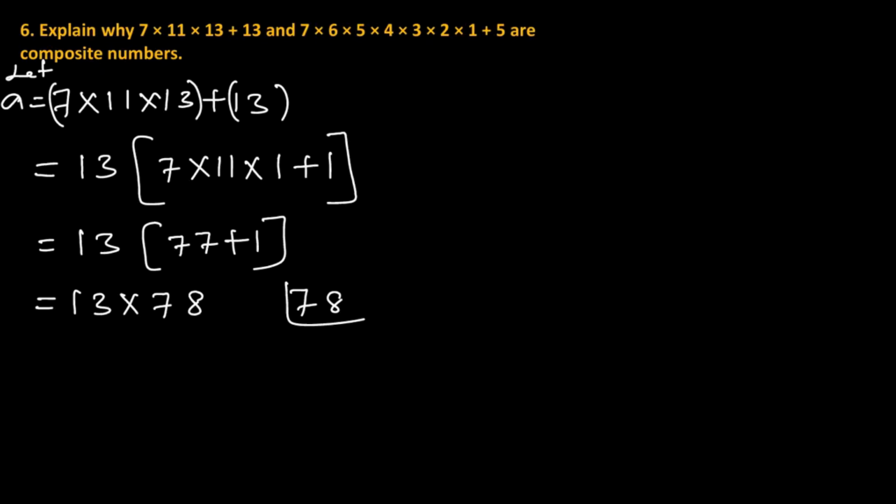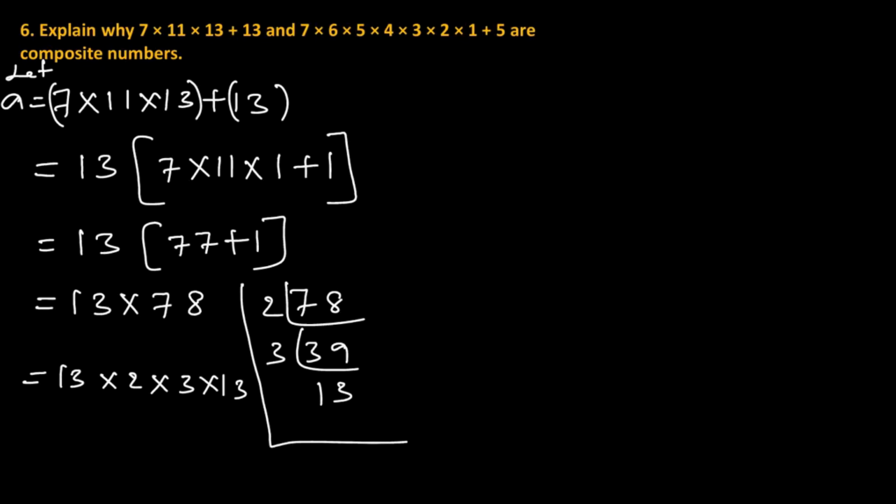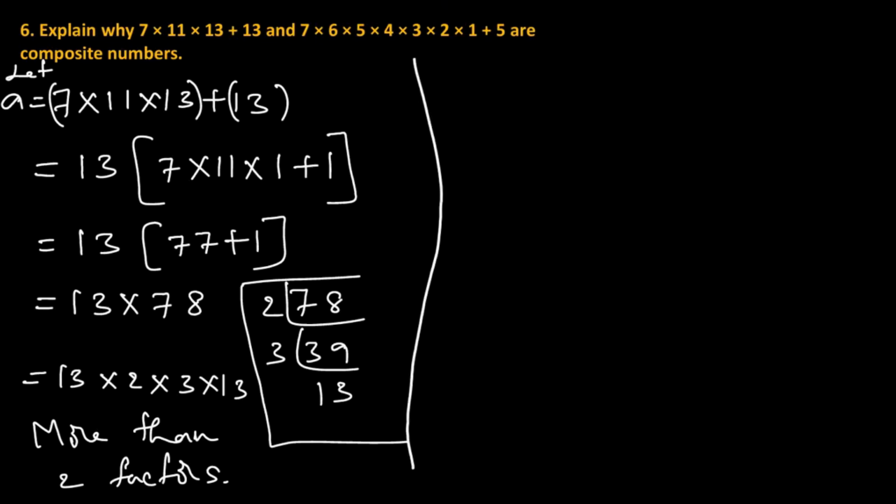What are the factors for this 78? Go with the 2 table, 2 3s are 6, 2 39s are 78. Now the 3 table, 3 1s are 3, 3 13s are 39. So 13 into 2 into 3 into 13. It is not a prime number. Why? Because it is having more than 2 factors. Proved.